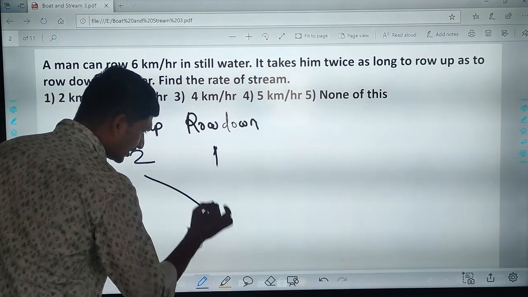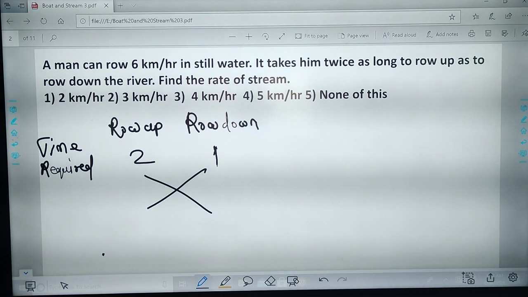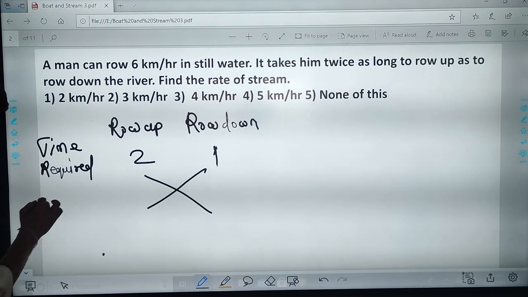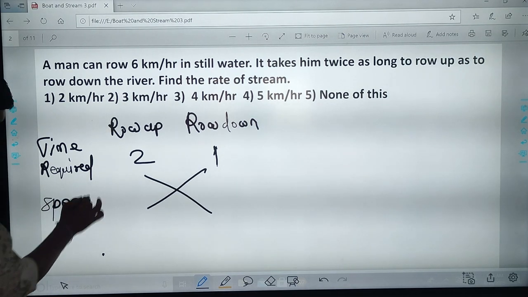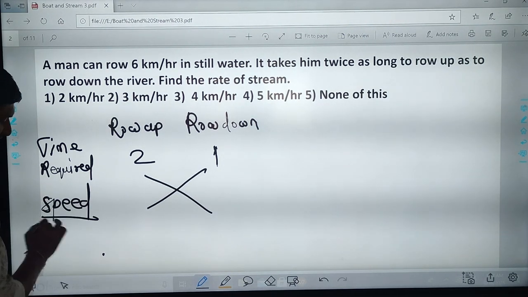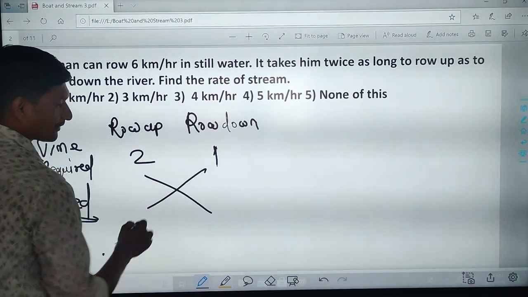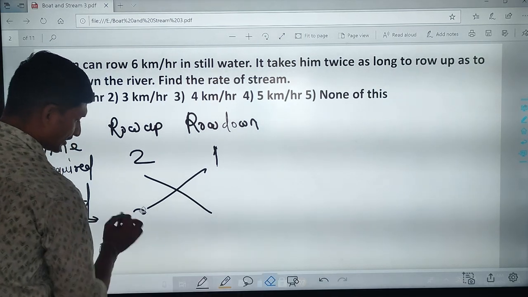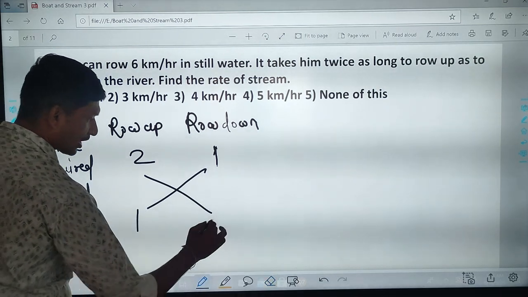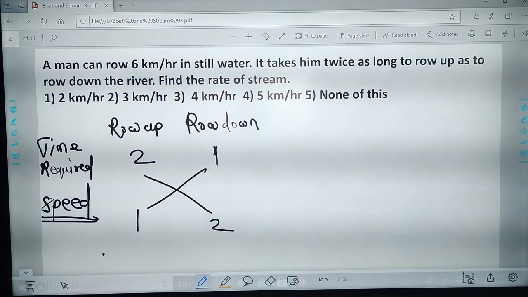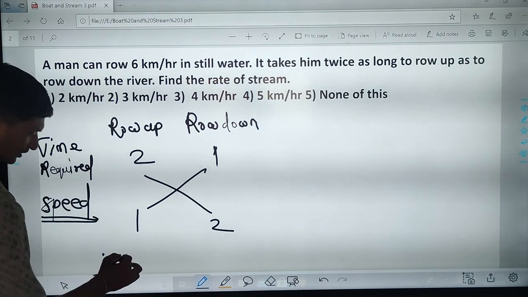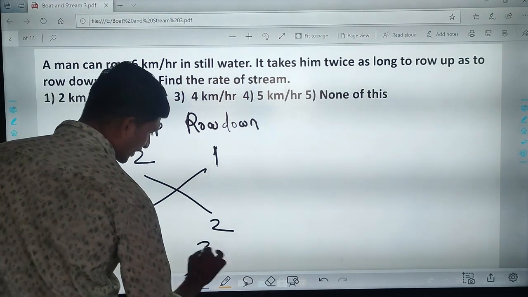Then we cross the time to find the ratio of speed. Then the ratio of speed, row up to row down, is 1:2. Then consider the speeds as 1x and 2x.